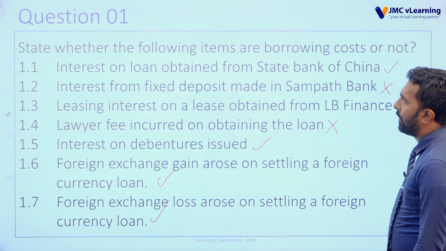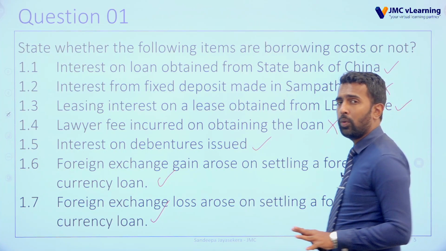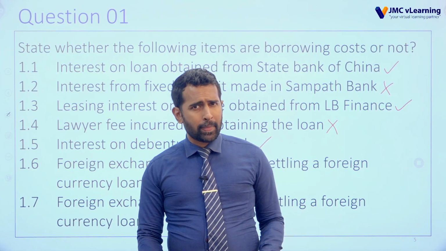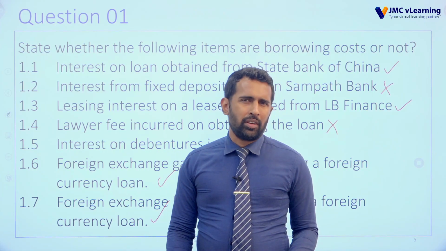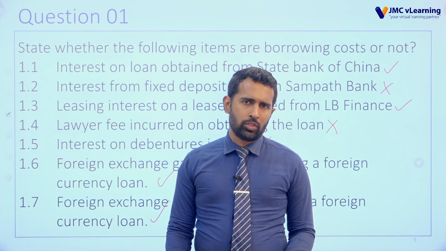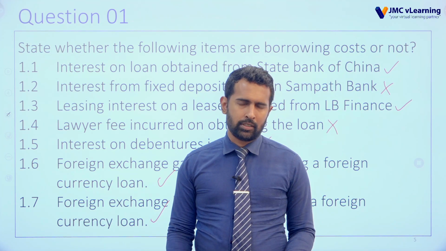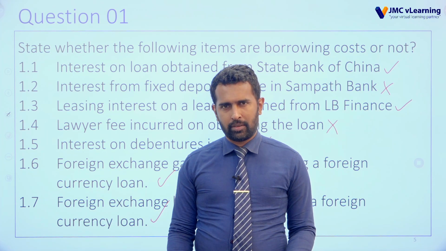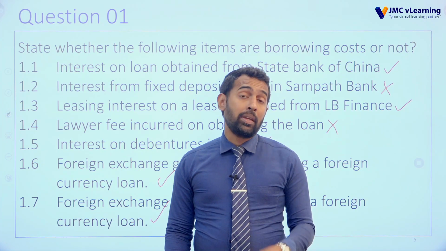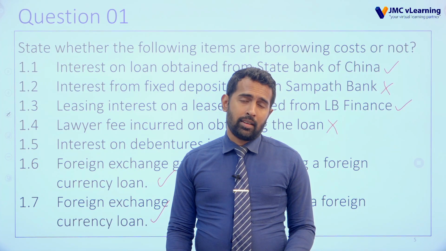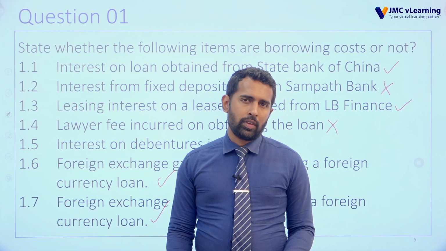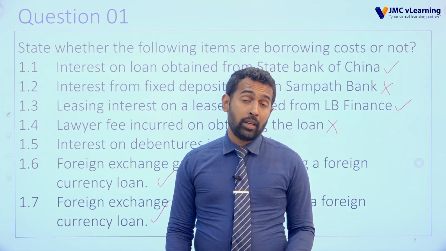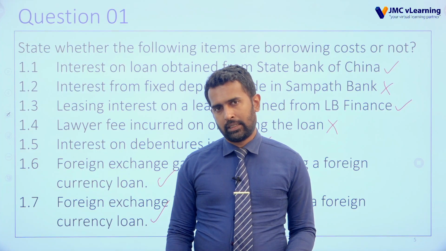Now, like I told you, the typical accounting treatment for borrowing cost would be to charge it to profit or loss. That's the typical, basic accounting treatment. I told you at the beginning that the accounting treatment for borrowing cost differs for a separate type of assets.